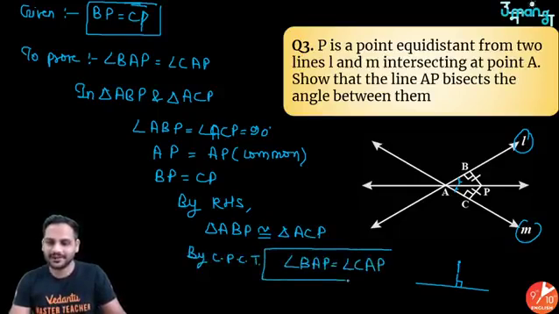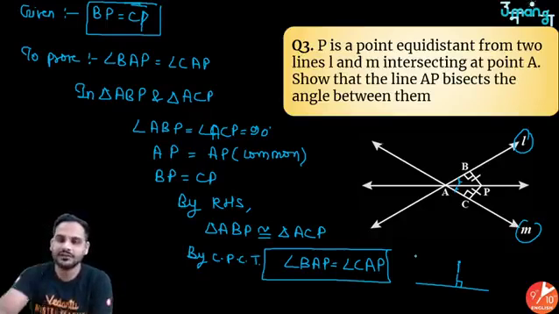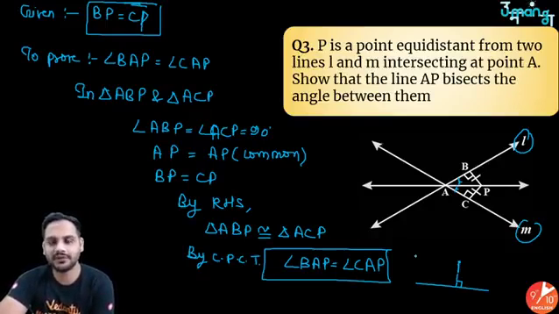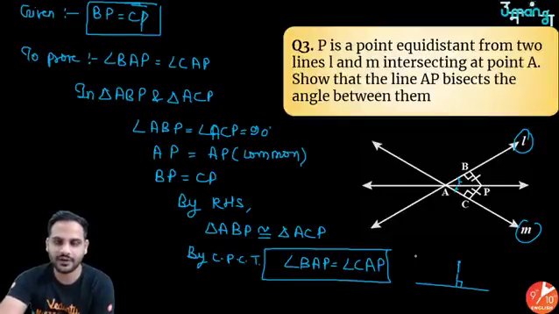Right? Both the angles are equal to each other. So if angle BAP and CAP are equal, we can clearly say the line AP is bisecting the angle between them. Got it? So this is how we have got our answer.